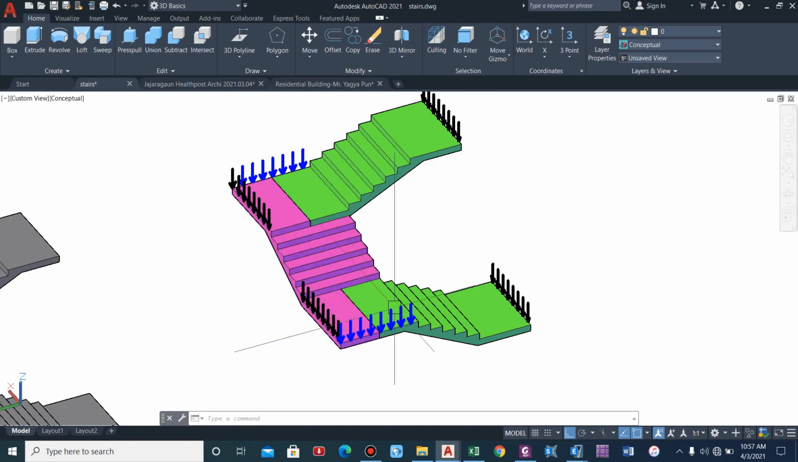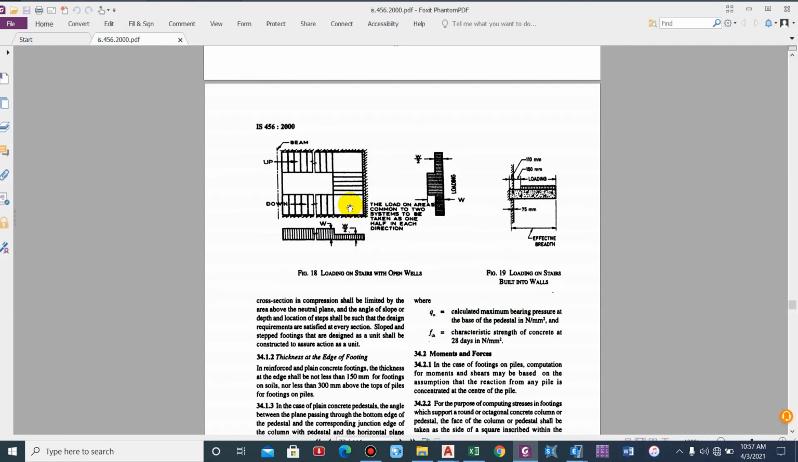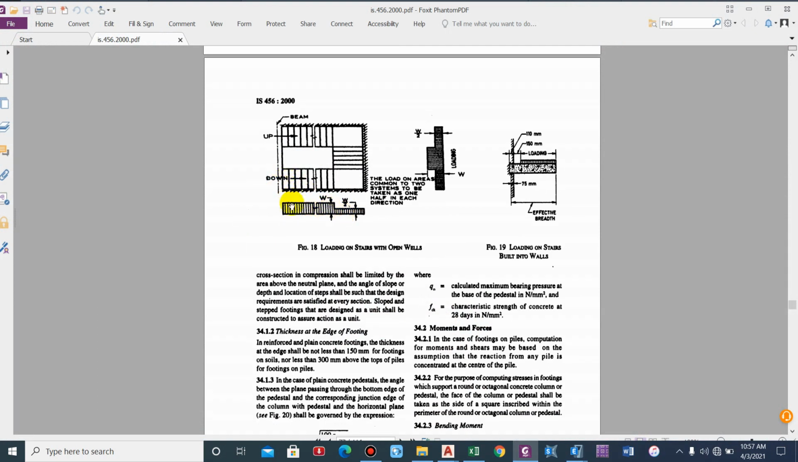The difference is that according to IS code 456, if we assume that the load of the flight is W, then the load of the landing is taken as W by 2. That is, half of the load of this landing is distributed on this beam, and half of the loading of the landing is done on this beam. Similarly, for this landing, half will be distributed on this and half on this. So that is the idea. You can see here W by 2, and similarly for this flight, W by 2, W and W by 2.